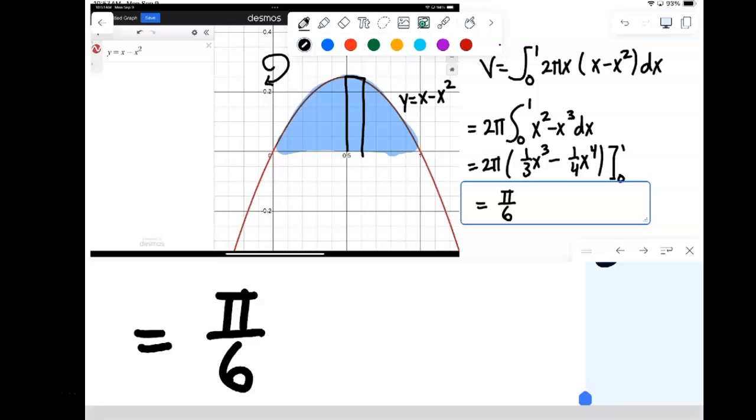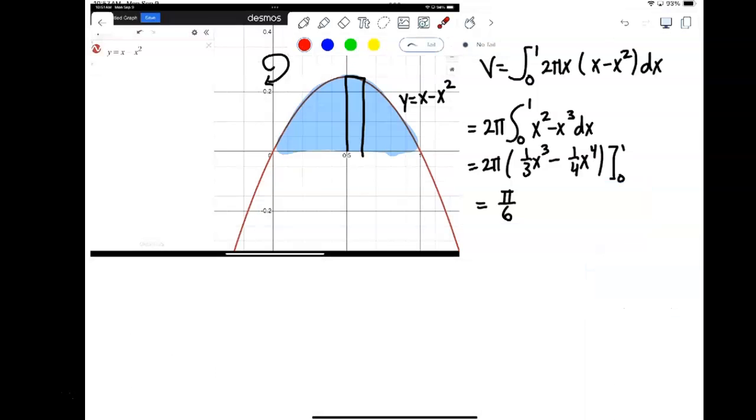Again, using shells. And the reason we're using shells is because it's more difficult. It's not impossible, but it's more difficult to try and do it using washers. That's why we have the two methods, because usually if one way is hard, the other way might be easier. And that's what we're encountering in this first example.